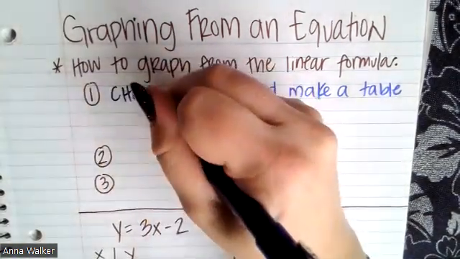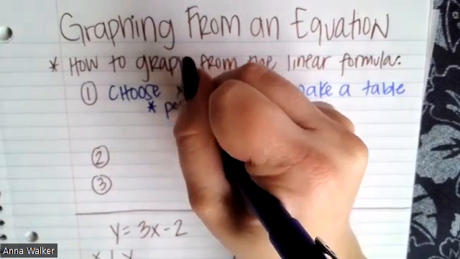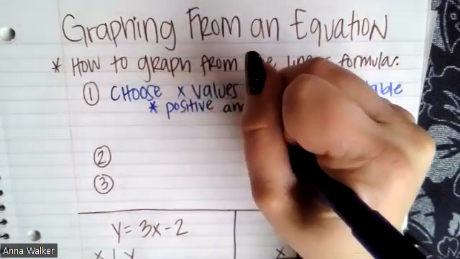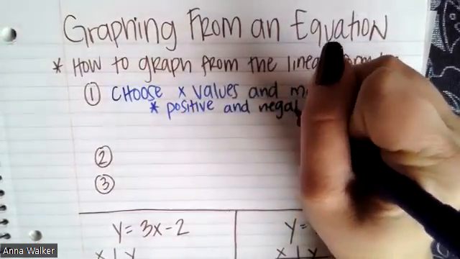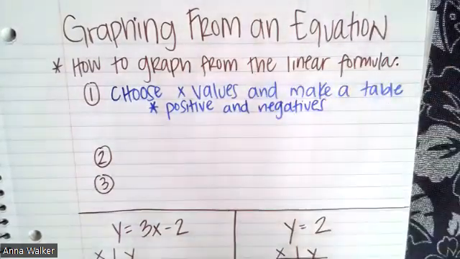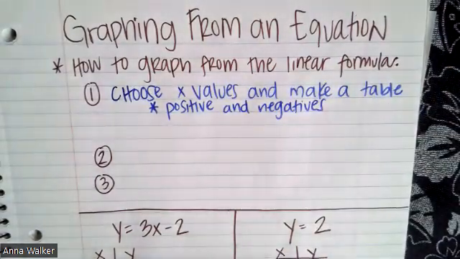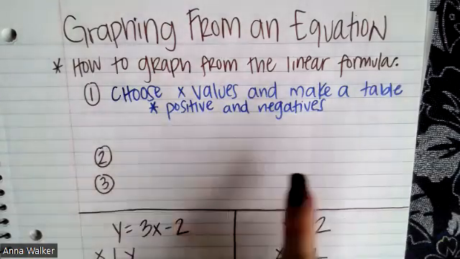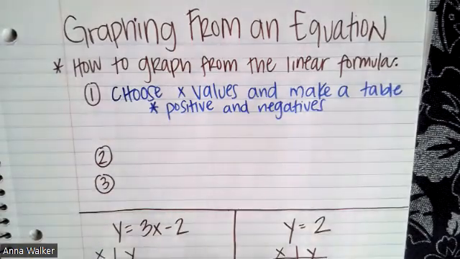It is really important that you choose positive and negative values. Okay. If you choose only positives, your line is only going to be in one quadrant of your coordinate plane. So if you choose positive and negatives, it'll take up the entire coordinate plane.